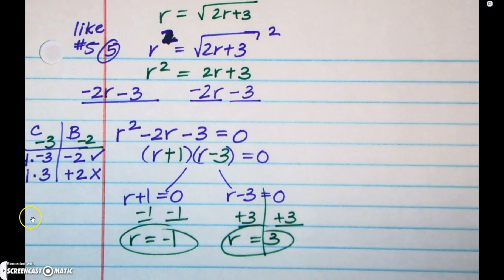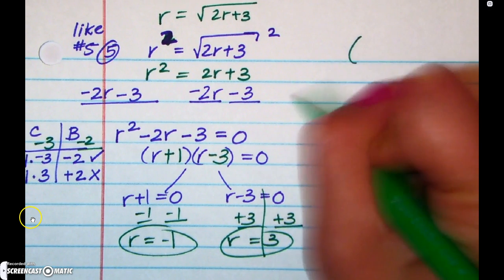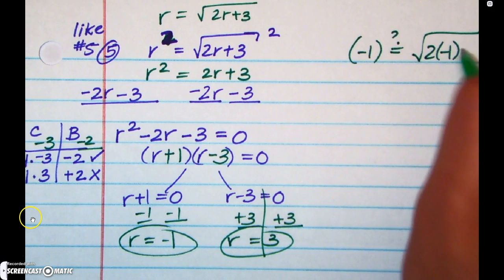Our last step is to check to see if they're actually real or extraneous. You're going to substitute in -1 and see if that's equal to the square root of 2 times -1 plus 3.